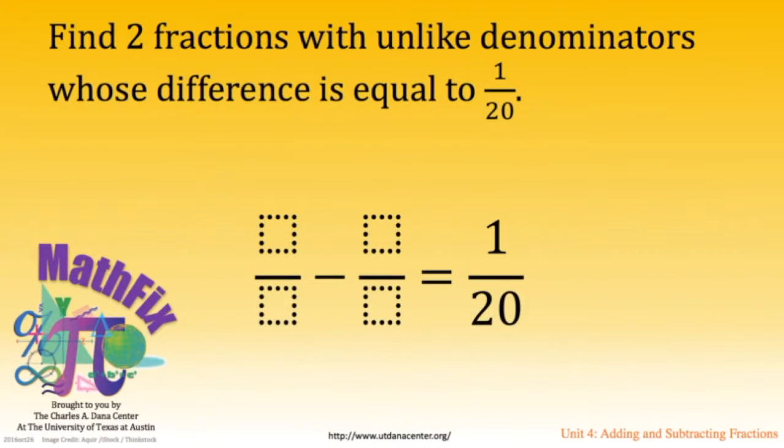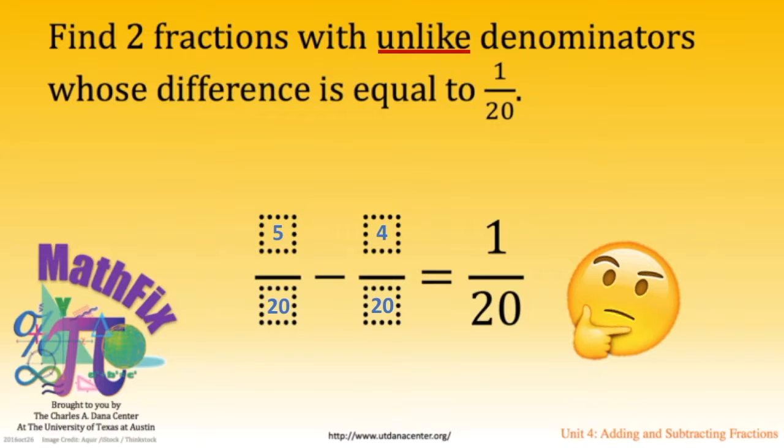Let's take a look. We need to fill in the equation shown with two fractions with unlike denominators that will equal 1/20. I can use what I know about fractions with like denominators to make a true equation, like 5/20 minus 4/20, which will definitely equal 1/20, right? But I need unlike denominators, so this is where equivalent fractions can help me out.